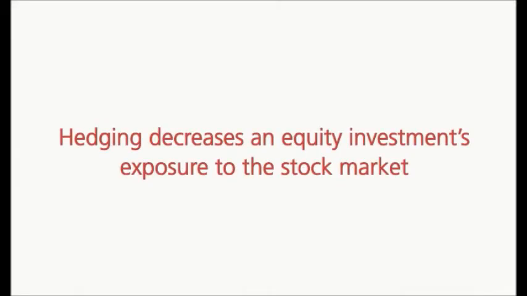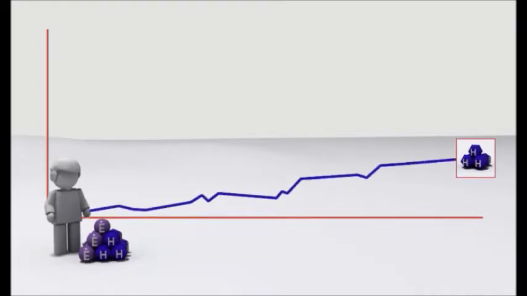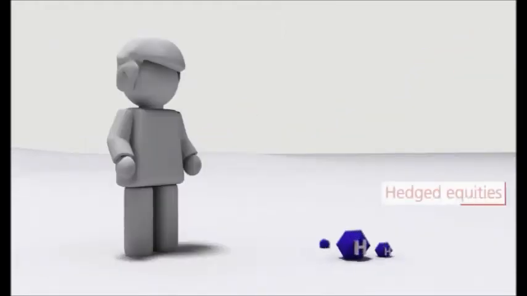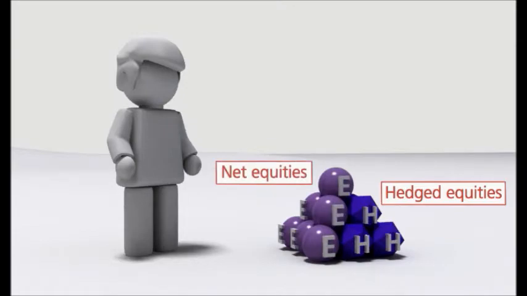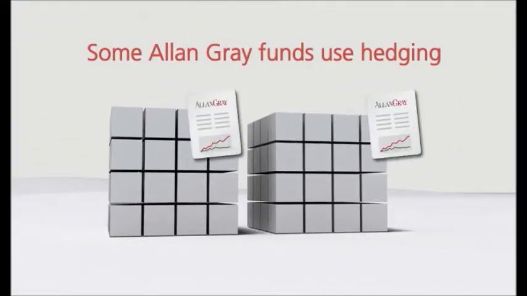Hedging can be thought of as decreasing an equity investment's exposure to the stock market, because the portion of the investment made up of equities that have been hedged typically delivers returns not closely linked to the returns from the general equity market. This portion is called hedged equities, while any equities that have not been hedged against are called net equities. Some of the Allan Gray funds use hedging to varying extents in achieving their investment objectives.